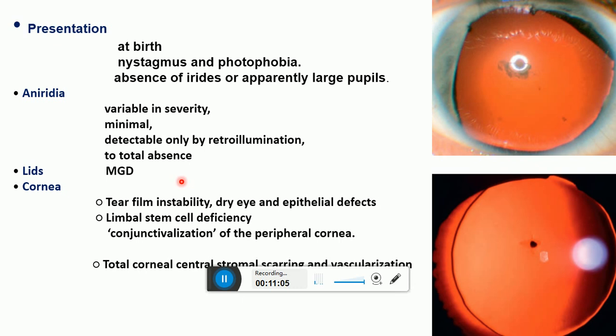Cornea: there is tear film instability, there may be dry eye, there may be epithelial defects, and limbal stem cell deficiency may result in conjunctivalization of the peripheral cornea. Total corneal central stromal scarring and vascularization may occur in the end stage disease.